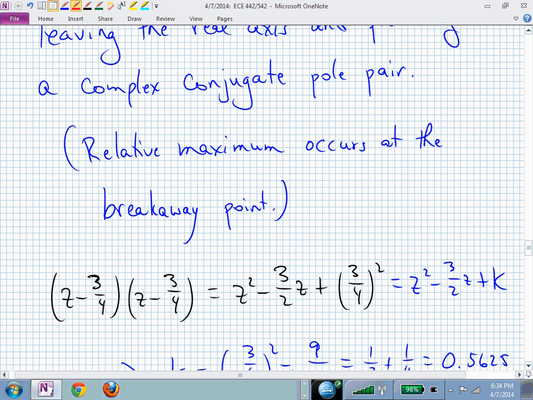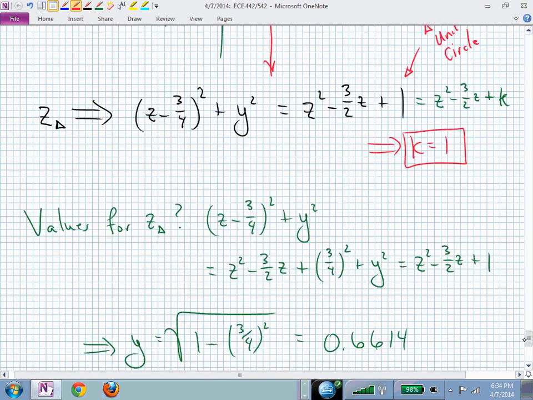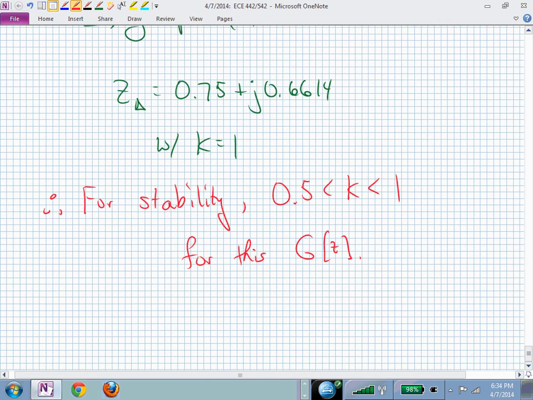It will go unbounded for a bounded input. So this is the range of k for stability. So we're talking about a lot of different maximums, aren't we? We had a minimum value of k for stability, that was 1/2. We had a maximum value of k for stability, that was 1, and we had a relative maximum on the real line to get us to where they met, and that was 9/16, if I'm remembering right.